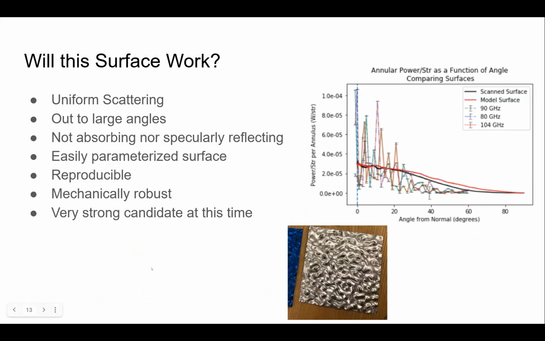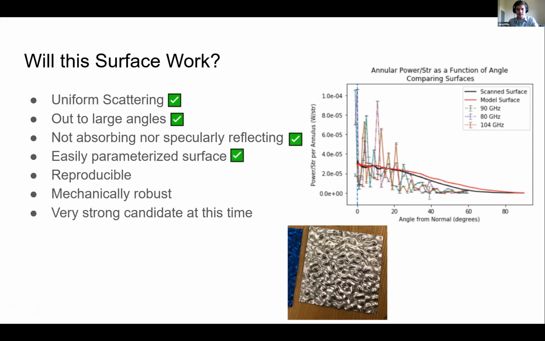But will the surface still actually work for the purposes that we need? Well, it is fairly uniformly scattering, as we've seen in ray tracing. And if you take averages from our experimental data, it is definitely scattering out to large angles, especially when compared to the specularly reflecting aluminum example that I showed, where we had that one spike that was only 2 or 3 degrees wide. Here, this is scattered out to 20, 40 degrees or so. The aluminum surface isn't particularly absorbing nor specularly reflecting, which is something else we're looking for.